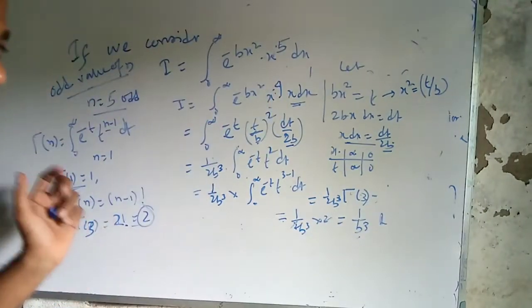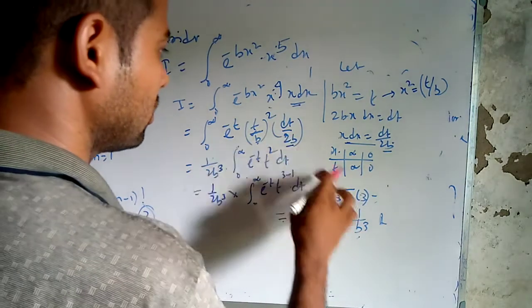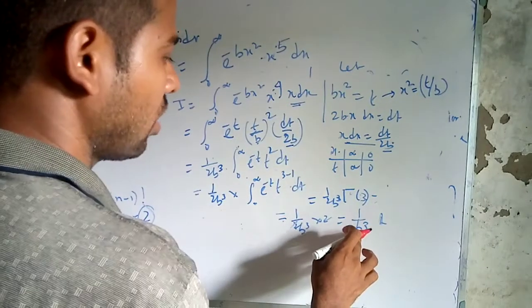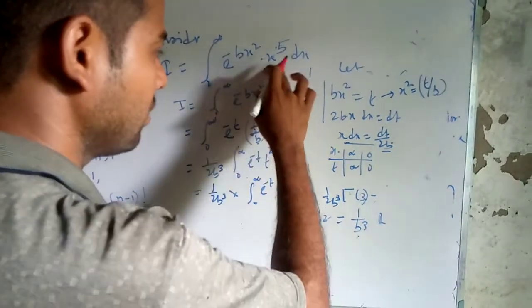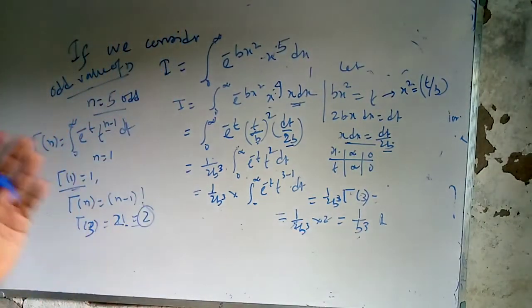So this is for the gamma function values for odd integers. For n equal to 1 it is 1 by 2b, for n equal to 3 it is 1 by 2b squared, and for n equal to 5 it is 1 by b cubed. This is the case of odd integers.